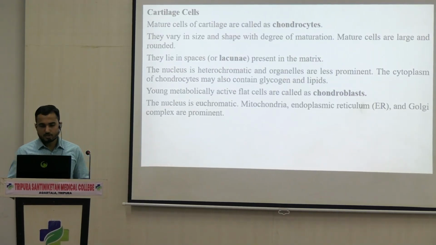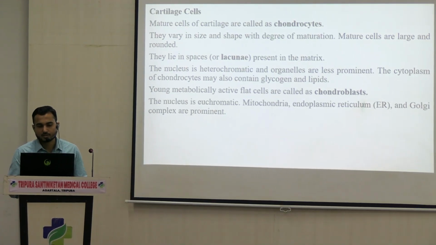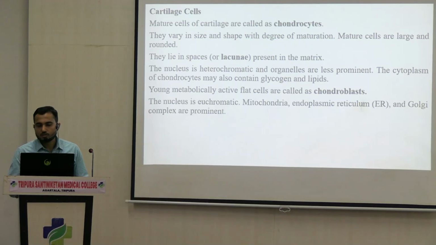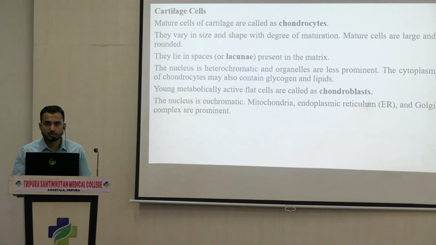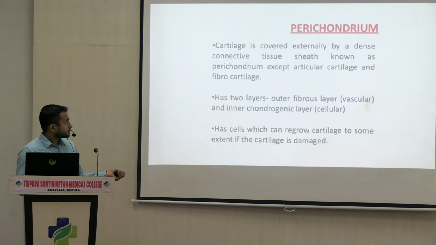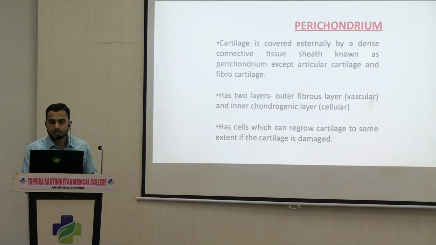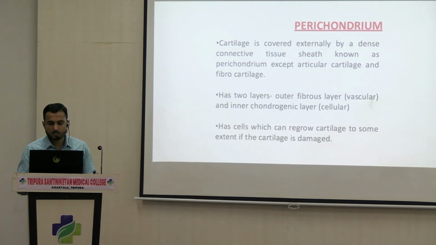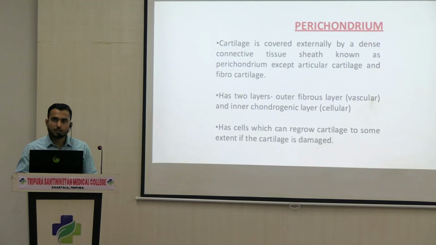Next, 2 different types of cells are there. Cartilage cells, the mature cells are called chondrocytes, and immature cells are called chondroblasts. So chondroblasts से gradually chondrocytes form होता है. Perichondrium, already I told you what is perichondrium, the outer covering of the cartilage. 2 different layers are present. Outer fibrous layer, which is vascular in nature, that means blood vessels are present, and inner chondrogenic layer, cellular layer. Now in that particular layer only you will be getting the chondroblast cells.